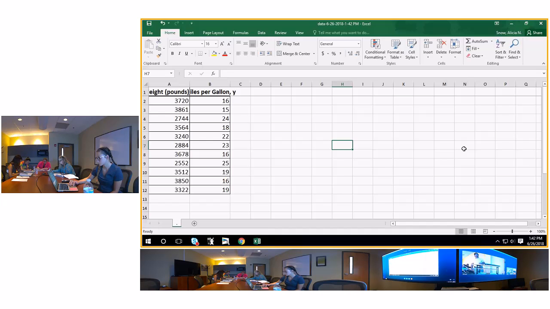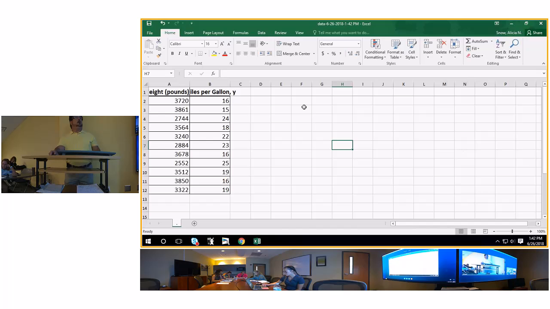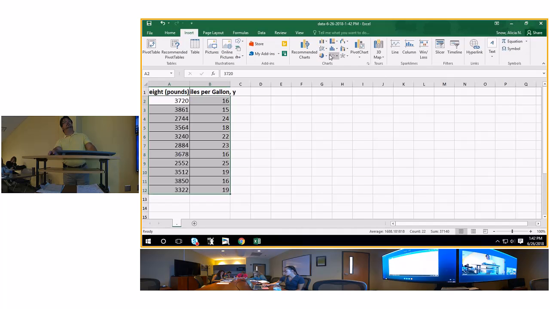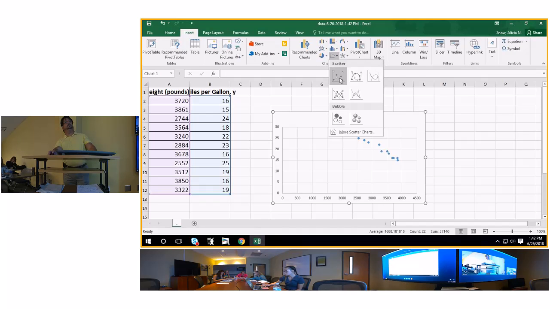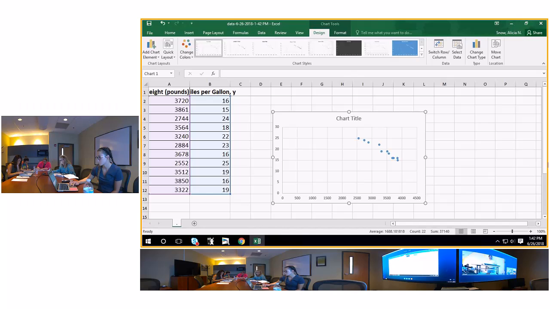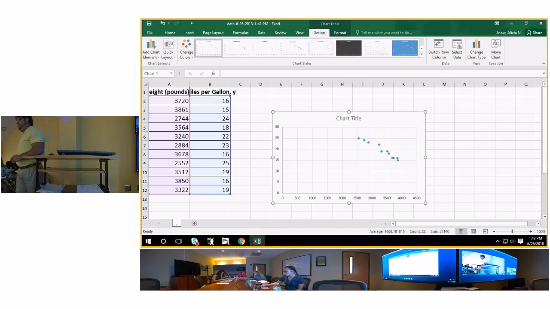I'm going to show y'all a trick I learned in the war. Take this right here, insert, scatter plot. Ain't that neat? So if you were to plot those, that's what you'd get.